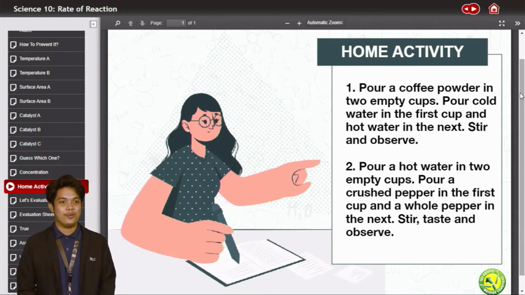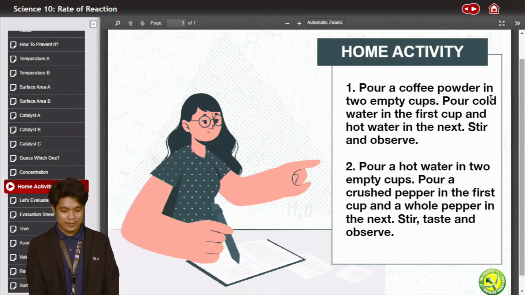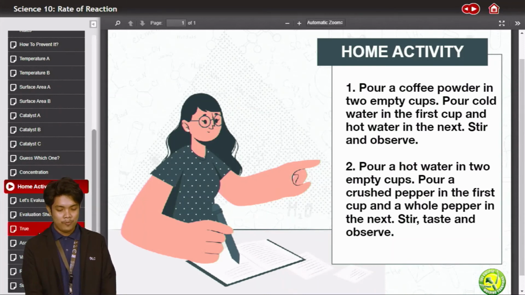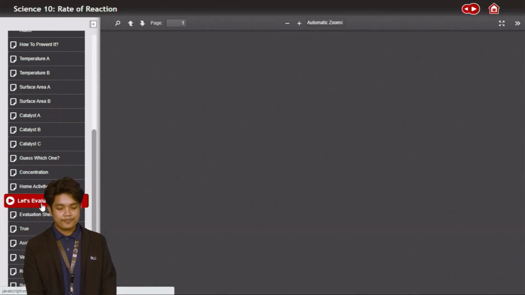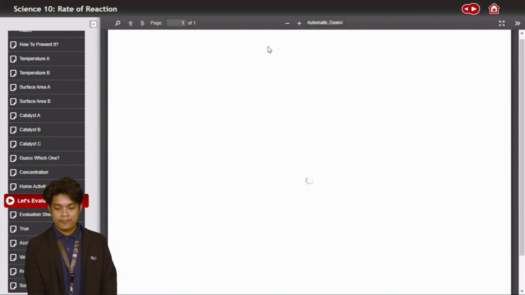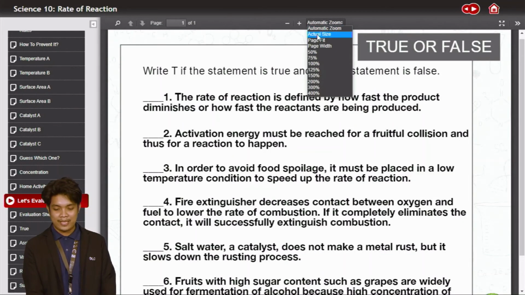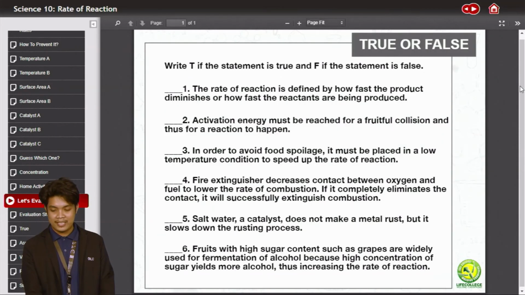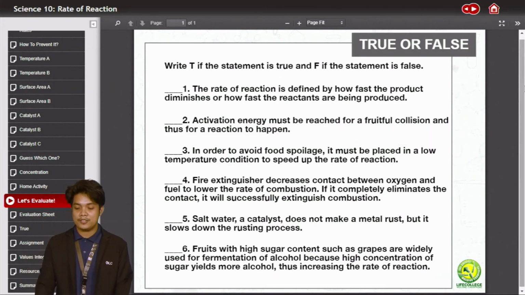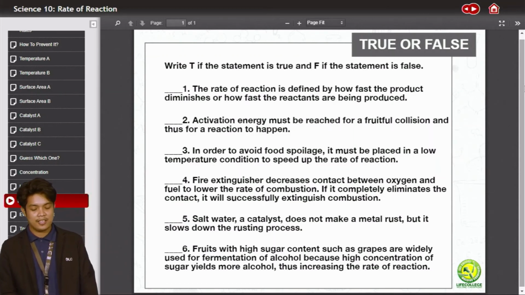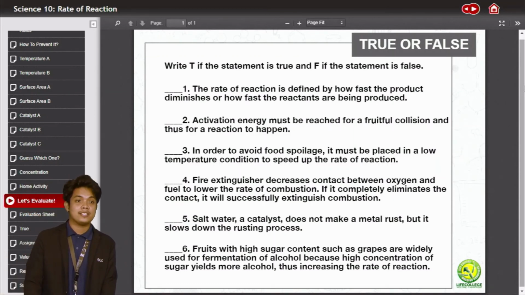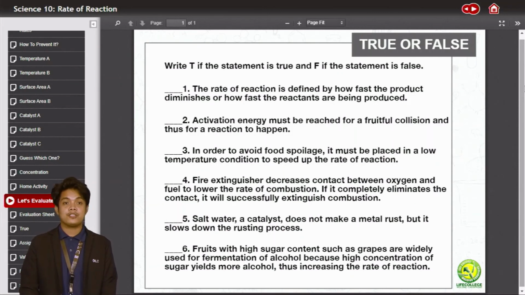So I believe you have learned so much right now, so it's time to evaluate. Guys, let's evaluate if you were able to learn something. I have a 6-item quiz right here. Write T if the statement is true and F if the statement is false. Write your answer on your notebook. Pause this video and write your answer. I will reveal the answer later.